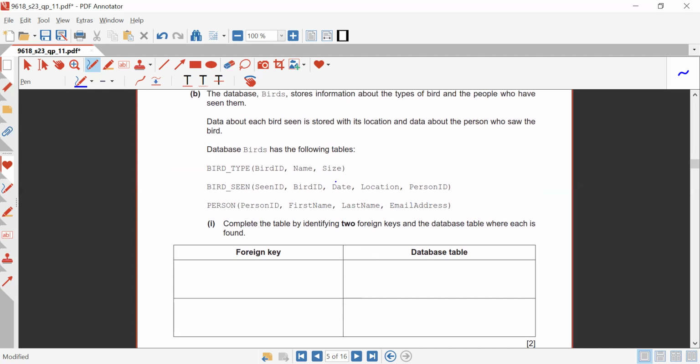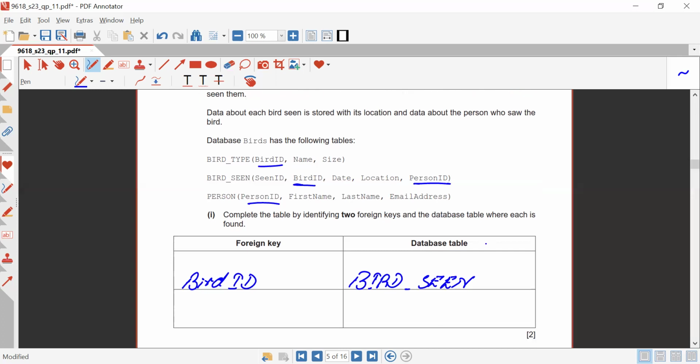Okay, so bird type has a bird ID, name, size; bird scene has a scene ID, bird ID. So bird ID is over here, as well as over here. So bird ID will be a foreign key. First of all, it's bird ID, and the database table where it is found: it is the foreign key in bird scene. Just after that, we have date, location, person ID. Then in the person table we have a person ID. Person ID is here as well as here. So again, person ID is a foreign key, and it is a primary key in person and a foreign key in bird scene.